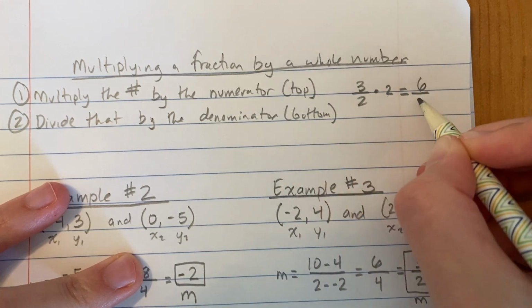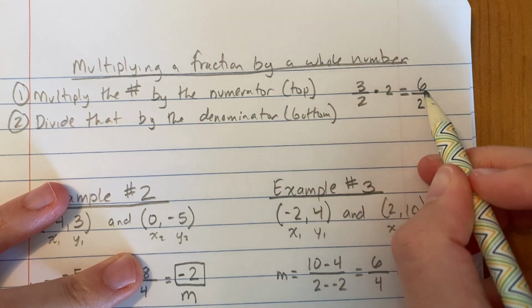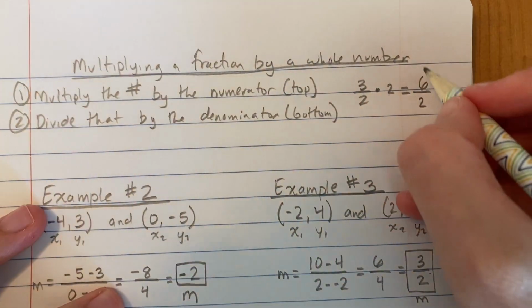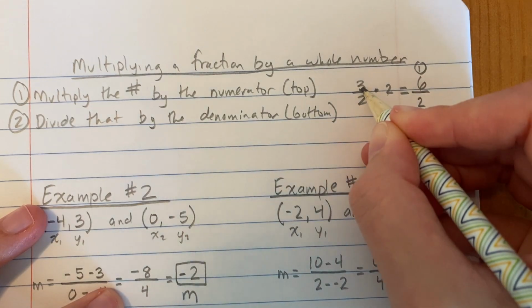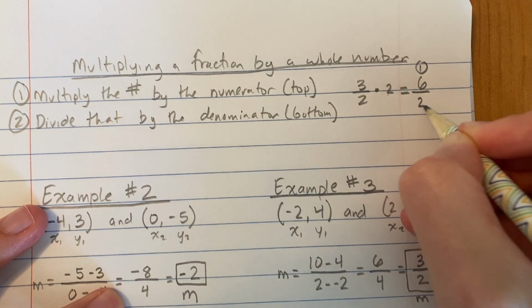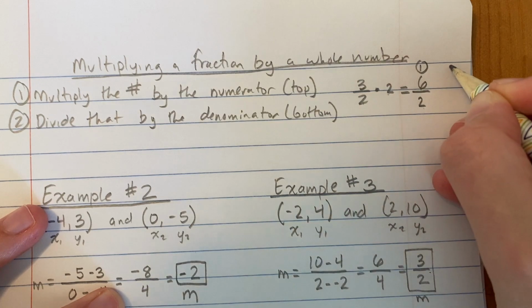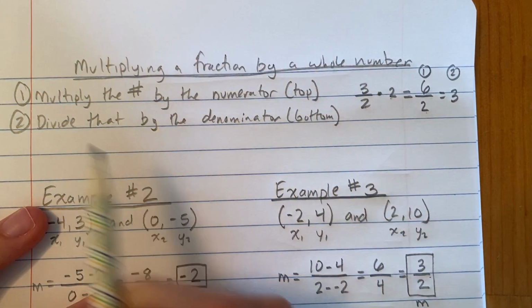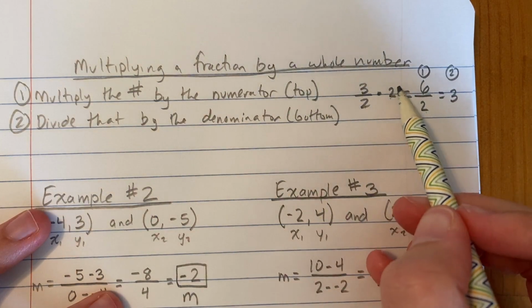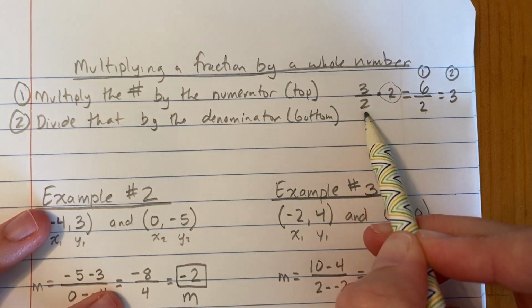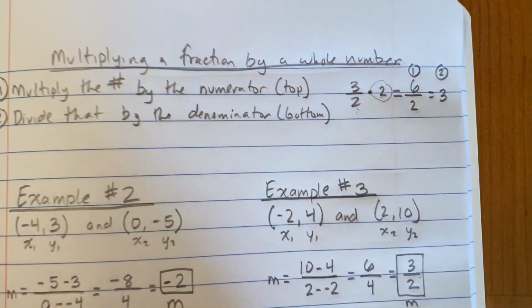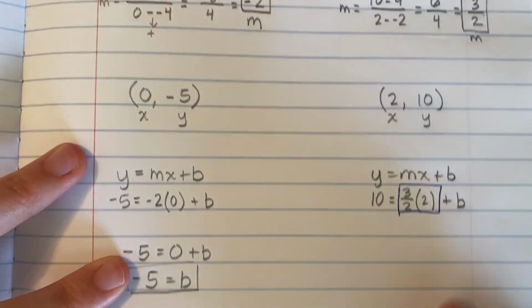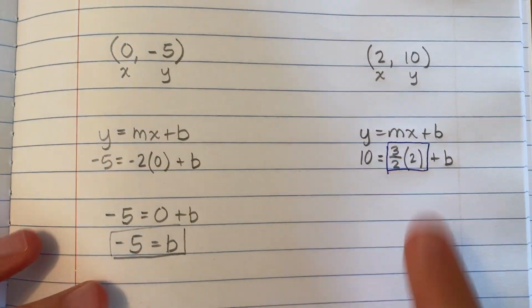And then I'm going to divide that, right? So that's step 1. I multiplied the number by the top. And now I'm going to divide by the bottom. Okay, divide by the bottom. I get 3. But this is always: multiply the whole number by the top, divide by the bottom. Multiply by the top, divide by the bottom. Okay, so in this case, 3 halves times 2 is 3.